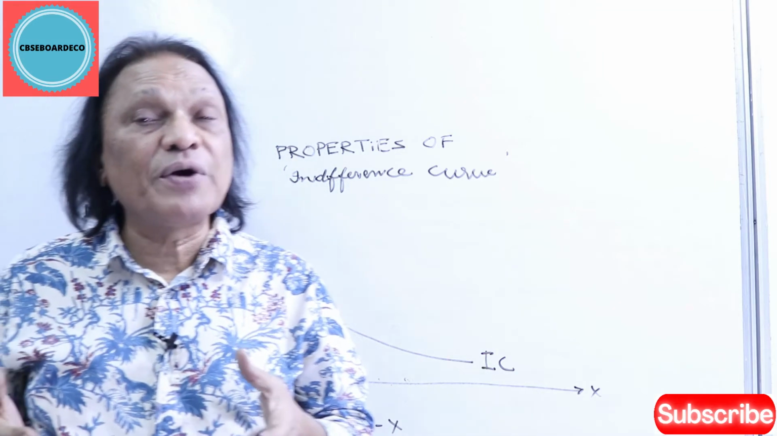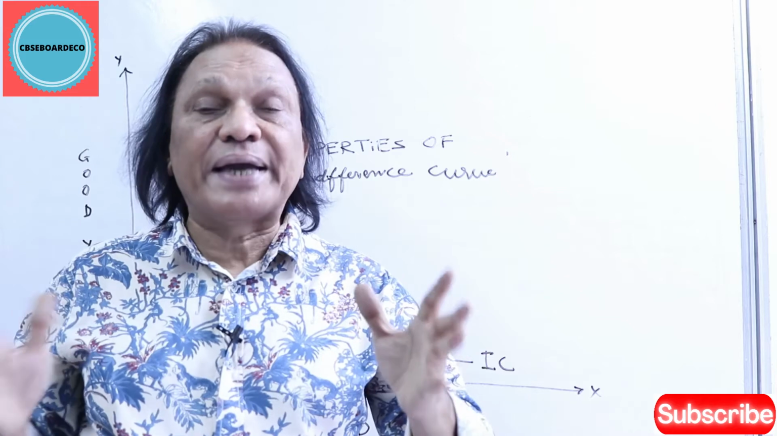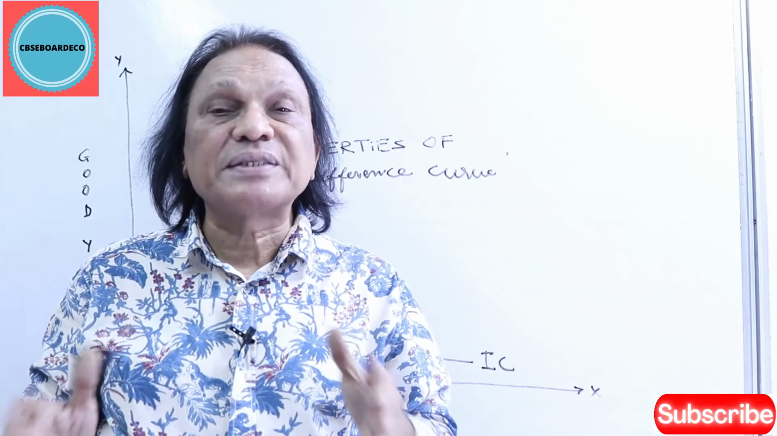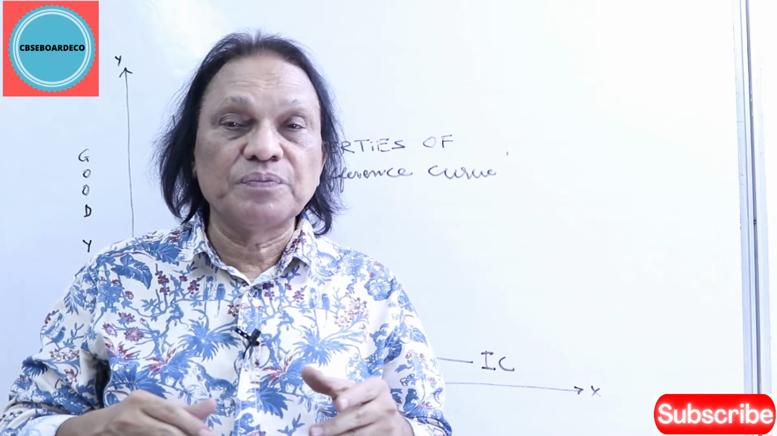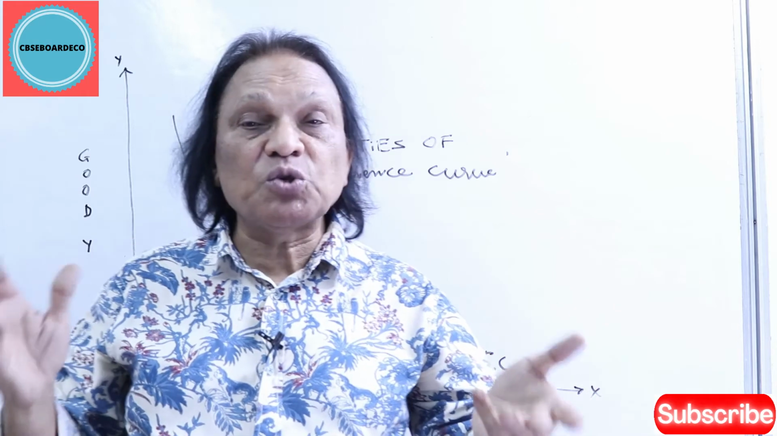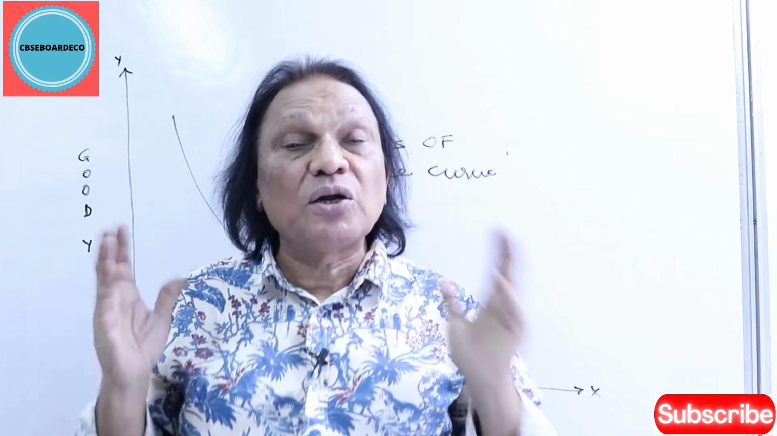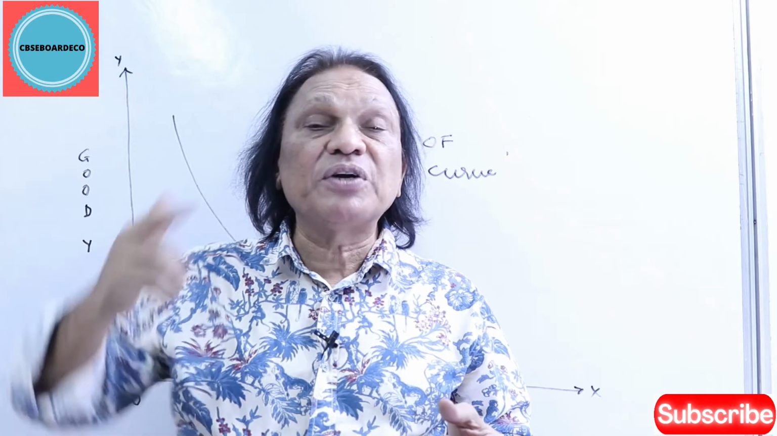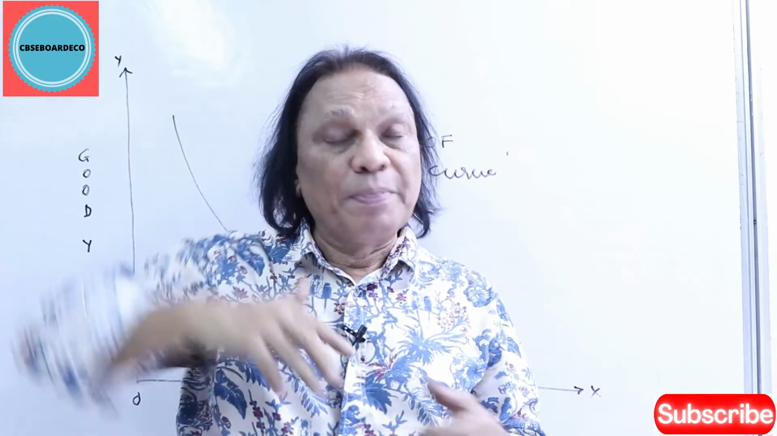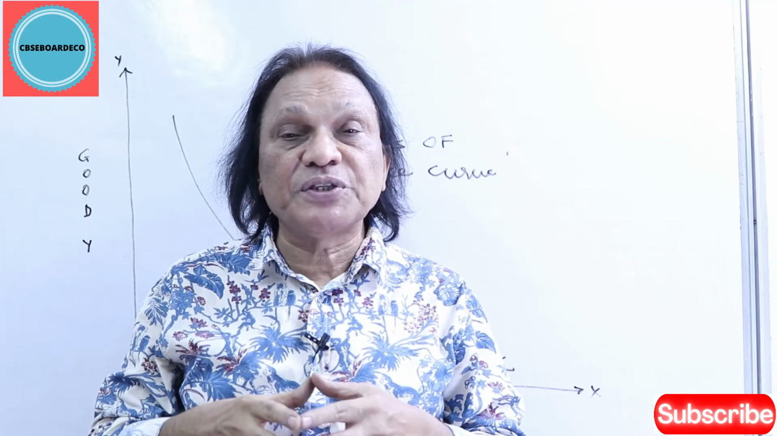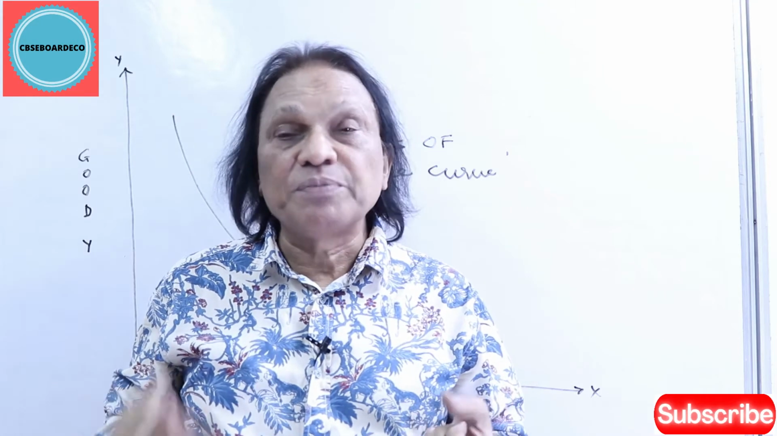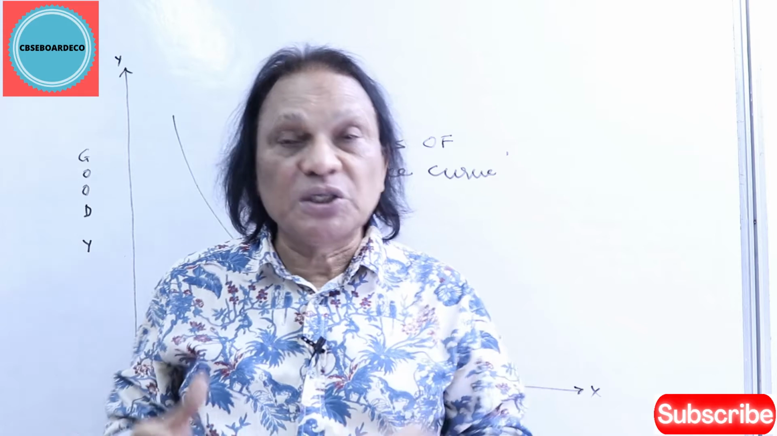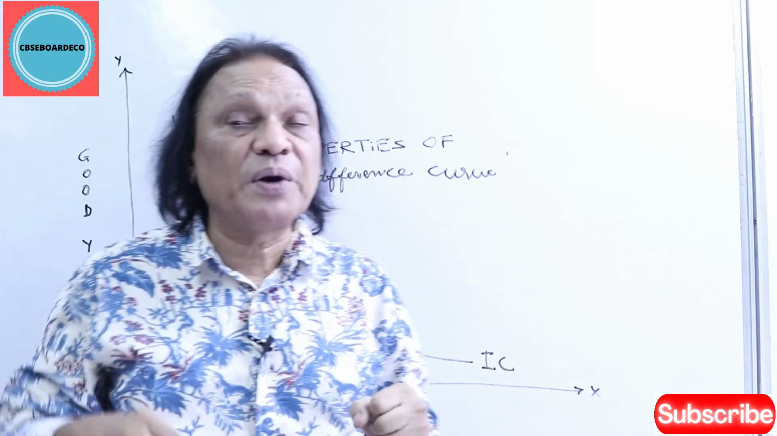The next point, an indifference curve can never touch the x-axis or y-axis. If it's touching the x-axis, that means you are buying only good x, none of good y, which is contrary to the assumption of an indifference curve. It never touches the y-axis because that's also contrary to the assumption. You are buying only good y, that means you are not buying x. So simply, 6 points. The most important are 3.